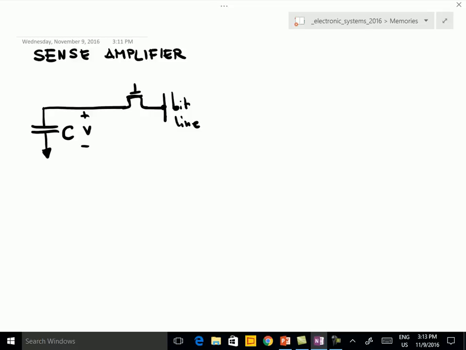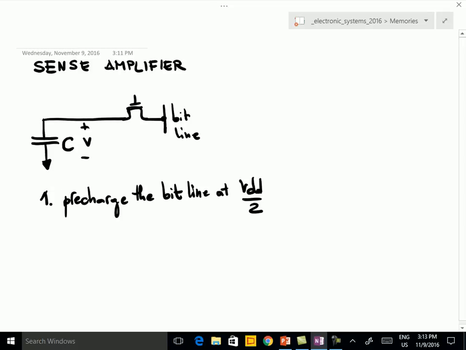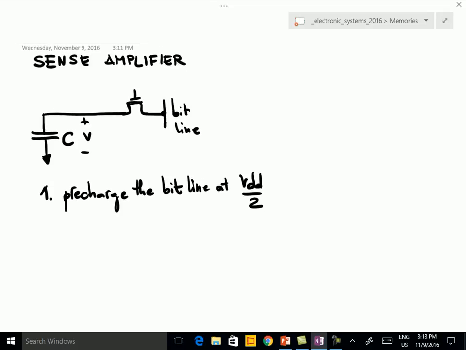And therefore the first thing is that we precharge the bit line at VDD half. Okay? And we also precharge both the bit line and a comparison bit line.